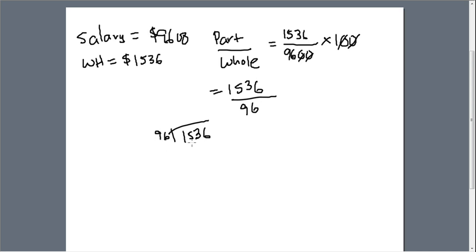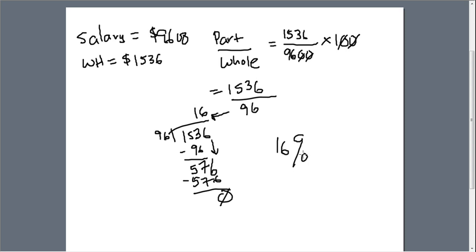96 goes into 153 one time. Subtract the 96, you get 57. And bring down the 6. 96 goes into 576, actually, 6 times perfectly. So if I subtract this out, I get a 0 remainder. So what's my final answer? Well, it's just this guy right here, 16%.